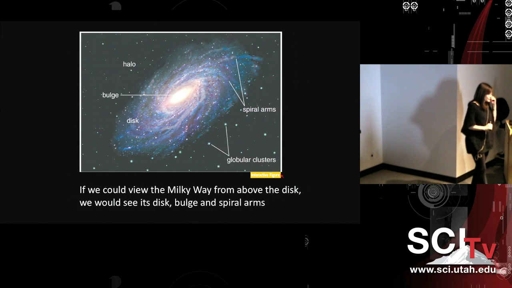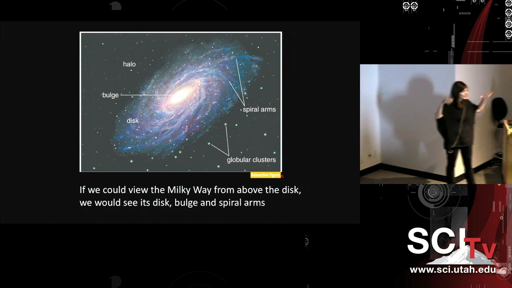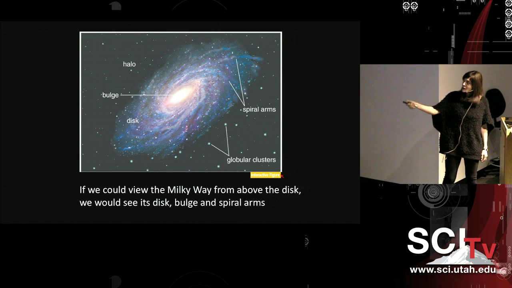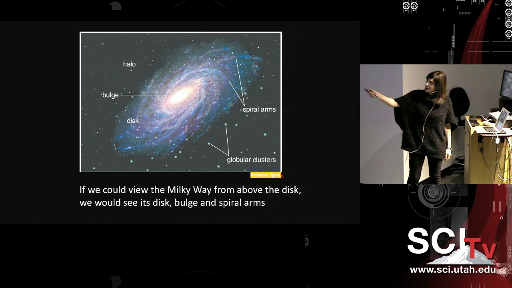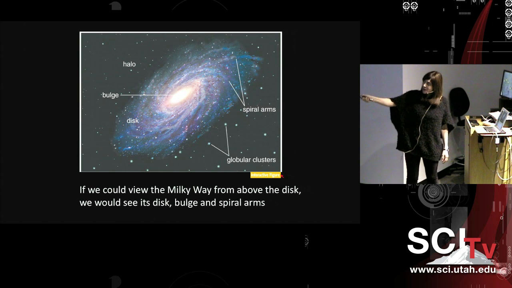So if we could fly above the disk of our planet, our galaxy, the Milky Way, would look like this. It looks like a galaxy with a lot of arms. These spiral arms are typical of galaxies like ours, typical of spiral disk galaxies. These are arms of stars and arms of gas. And they are features that we observe very recurrently in many galaxies, like our own.